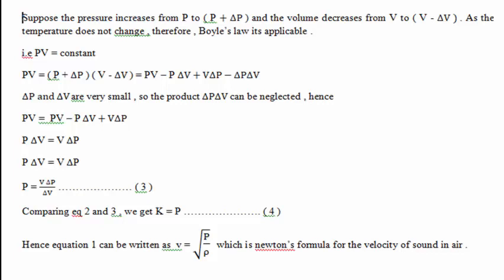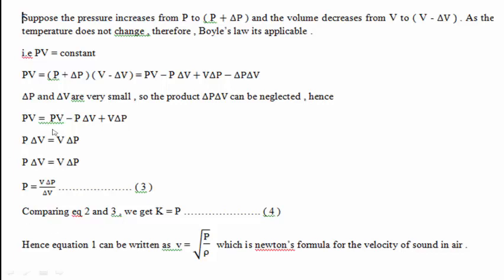PV is equal to constant, and you can see, suppose the pressure increases from P to P plus delta P and the volume decreases from V to V minus delta V. This is for compression. In the compression region, pressure increases, volume decreases. As the temperature remains constant, it does not change. So isothermal processes obey Boyle's law, that is PV is equal to constant.